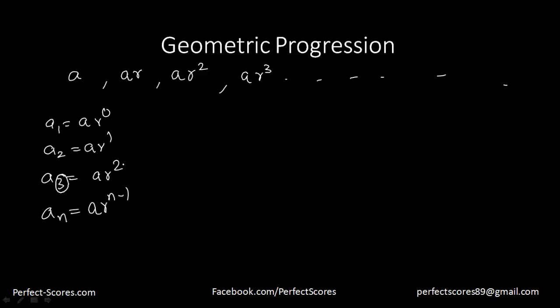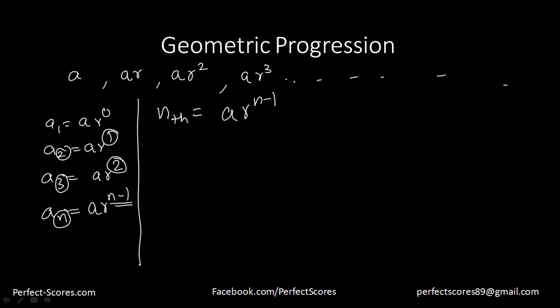As you can clearly see, this is 3 and this is 2. This is 2 and this is 1. So if this is n, this is going to be equal to n minus 1. So from here I can generalize that the nth term of any geometric progression is going to be A into R to the power n minus 1. So this would be the nth term of any geometric progression.